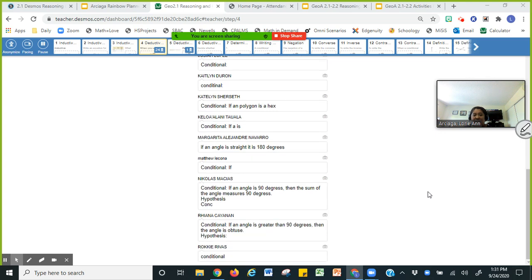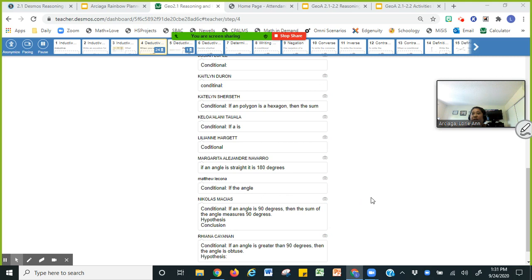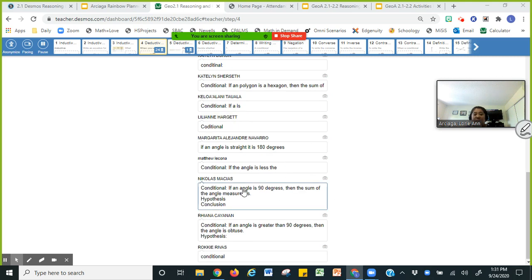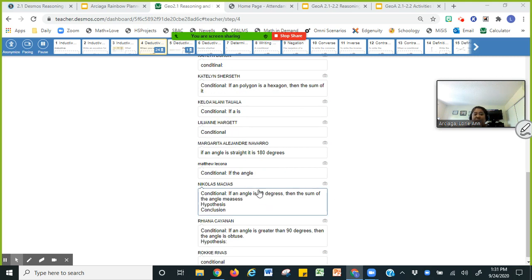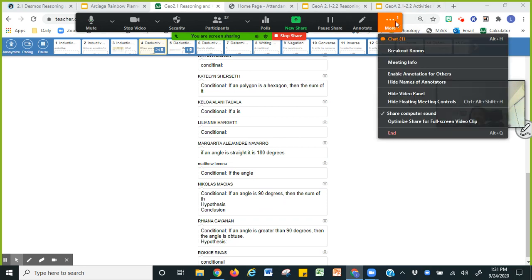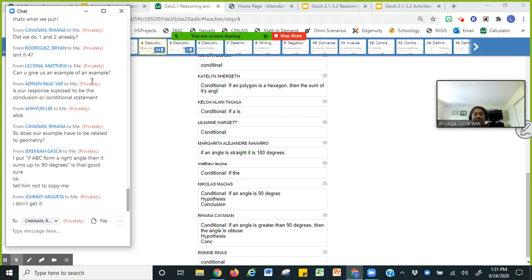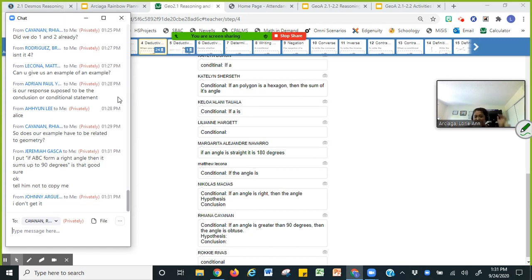All right. If an angle is 90, then the sum of the angle measures 90 degrees. Oh, that's a double dip, Nicholas. In English they call that, what's that word? Redundant. Okay, so maybe change one of the parts to like right. So maybe you say if an angle is right. Yeah, if an angle is right, then okay. Oh, he's tweaking it, Jeremiah. And I'm pretty sure he will also make it unique.